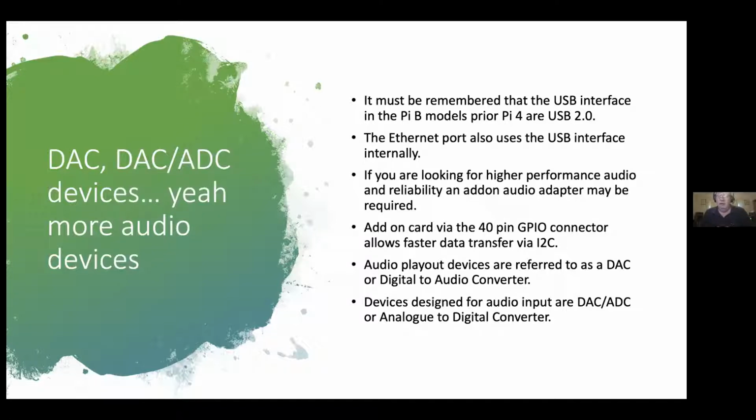Now, the B models prior to the Raspberry Pi 4 all share the USB hub that's built into the Pi for things like Ethernet as well as external USB connections. So using a hat or a DAC gets away from any congestion that you might find on the USB bus. There is an interface via the GPIO pins called I2S, and that is designed for high-speed data transfer between devices. So it's particularly good for using with these devices.